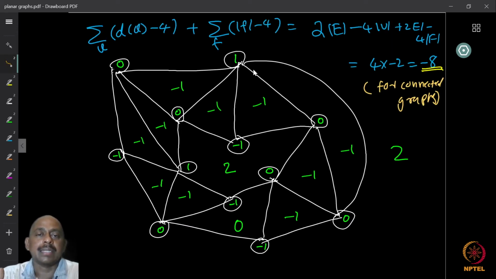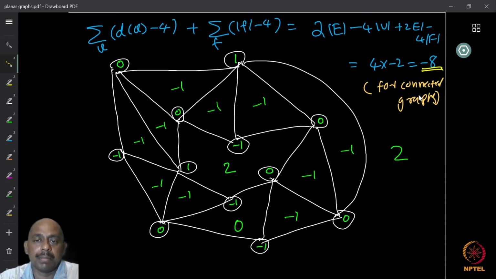If I look at the total charge, it is the summation over all the vertices of d_v minus 4, plus the summation over all the faces of length of f minus 4. Which, by the earlier similar calculation, is 2e minus 4v plus 2e minus 4f, which is 4 times (e minus v minus f), which is 4 times minus 2, which is minus 8. So you will always get minus 8 as the total charge for connected graphs.